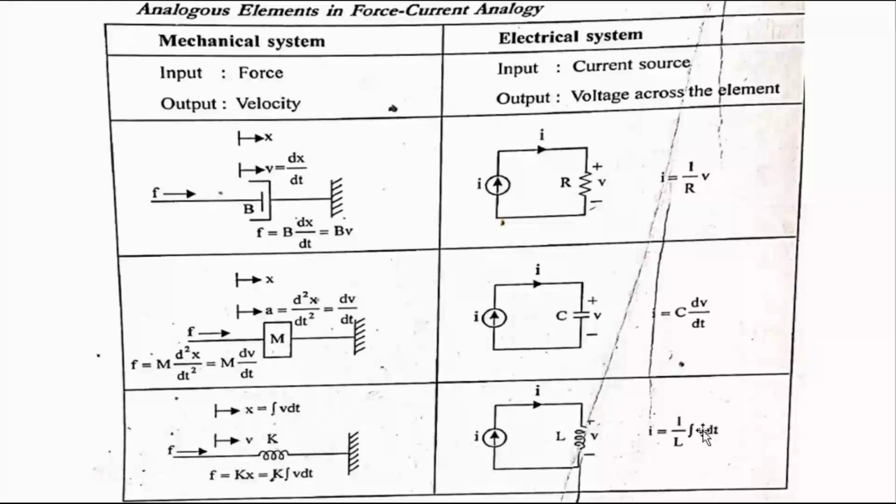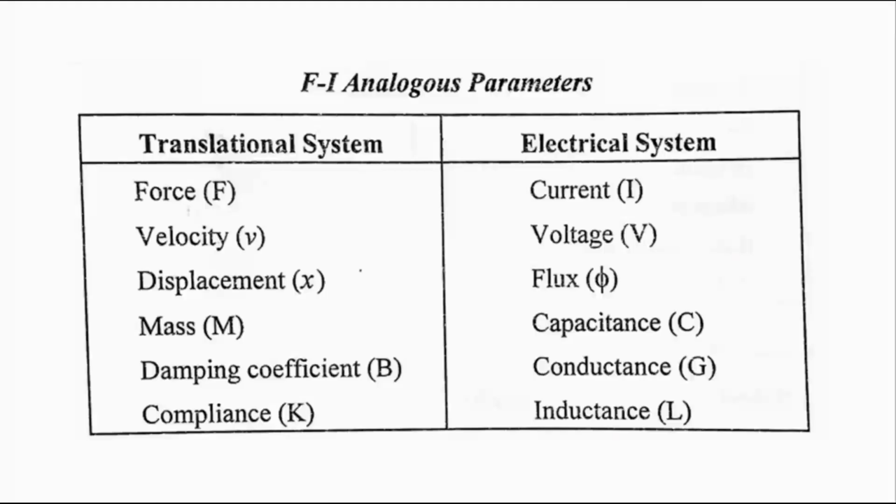Now let's compare the spring element with the inductance element in the electrical system. The force acting on the spring element is K integral V into dt. Here the current flowing through the inductance formula is 1 by L integral V dt. Now compare these two equations. Here constant K, here constant is 1 by L. Then here V is the velocity, here V is the voltage. These letters are the analogous quantities of force current analogous. Force current analogous parameters are tabulated separately.